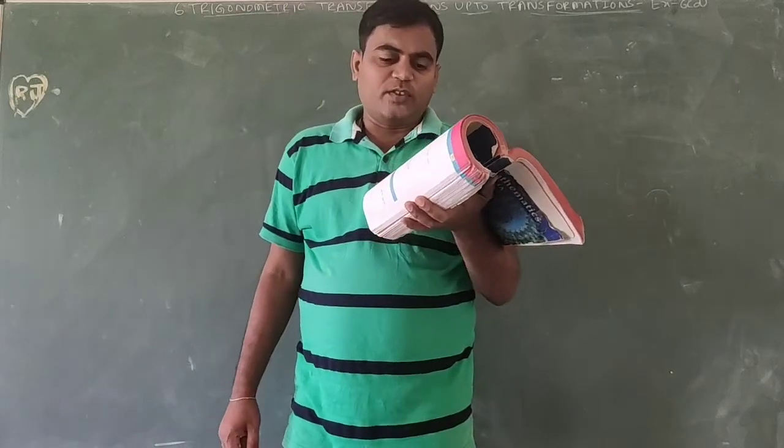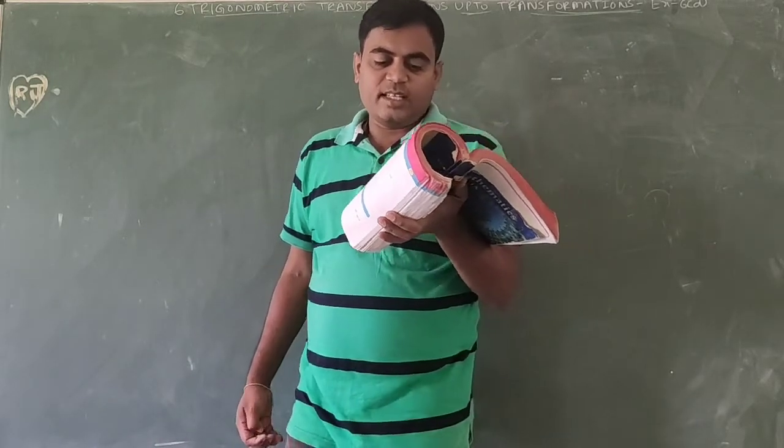Ratios up to transformations. Exercise 6D. First question. Simplify. First one, sin 2 theta by 1 plus cos 2 theta equal to.